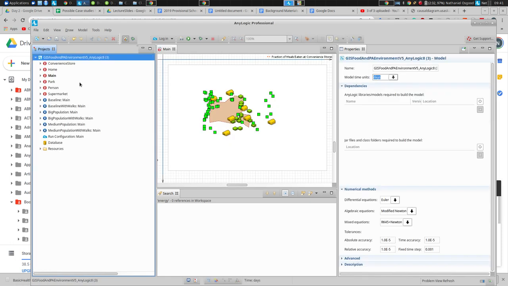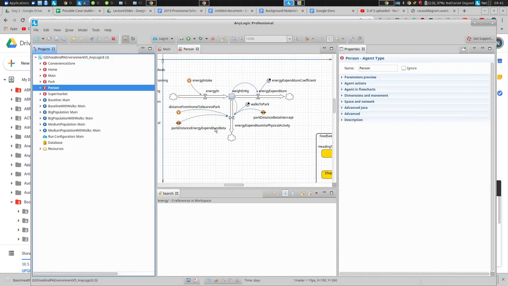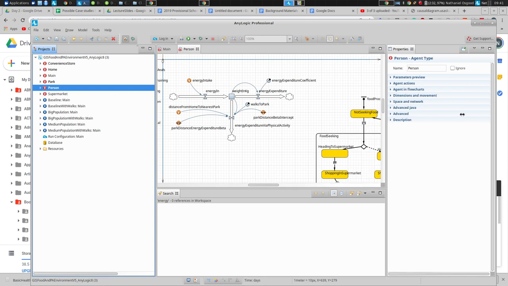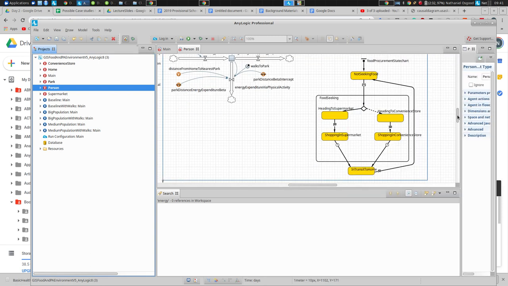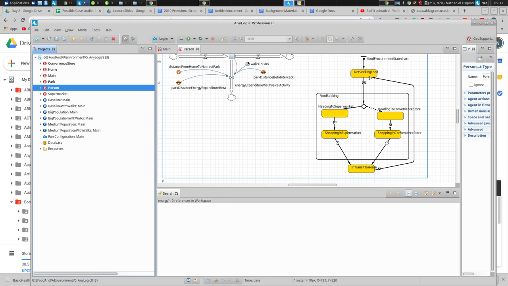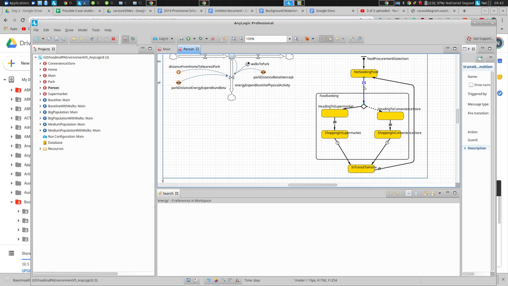Here, we were characterizing the evolution of a person according to similar aspects of state. If a person is in a state of not seeking food, then under a certain situation they will change to a state of heading to the supermarket, or another one of heading to the convenience store. So we are specifying through these state charts the state, how that state changes, and under what conditions it changes.